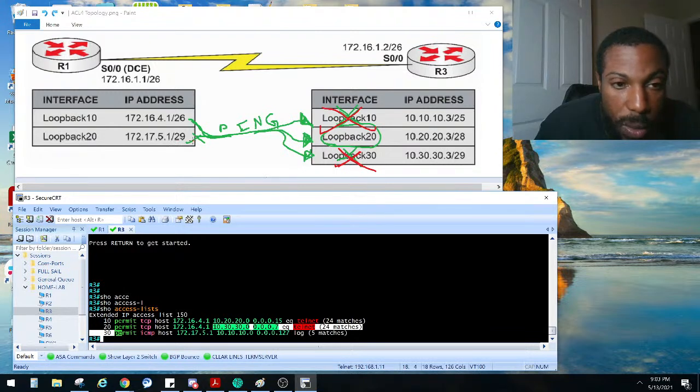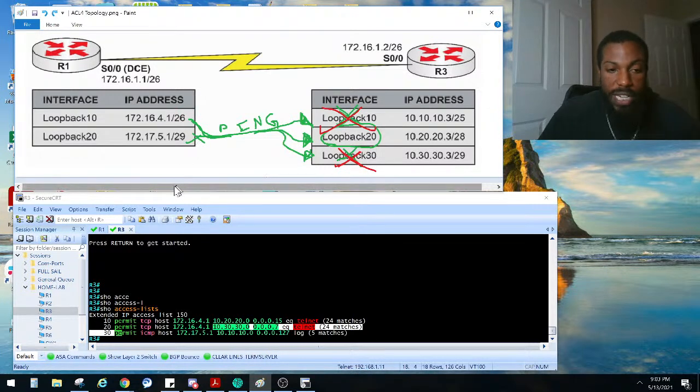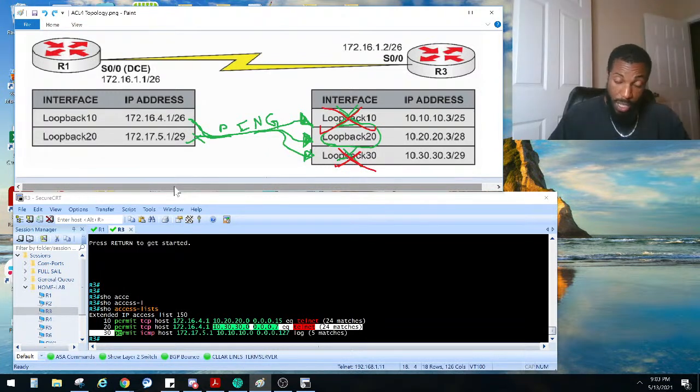Source is 5.1.172, so we're allowing this. But we need to actually allow 16.4.1. So maybe I wrote it wrong. Who knows? Let me make sure I read that right when I did the list. That's probably what I did, but that's definitely an issue there.